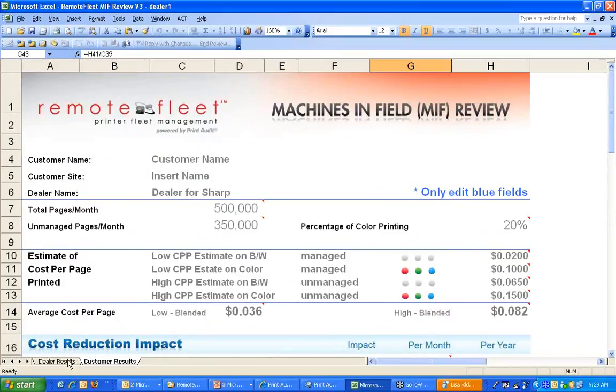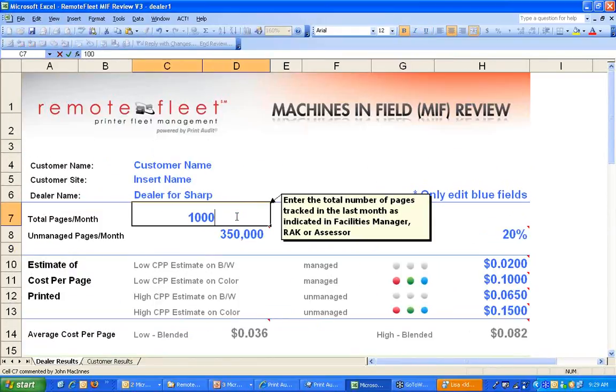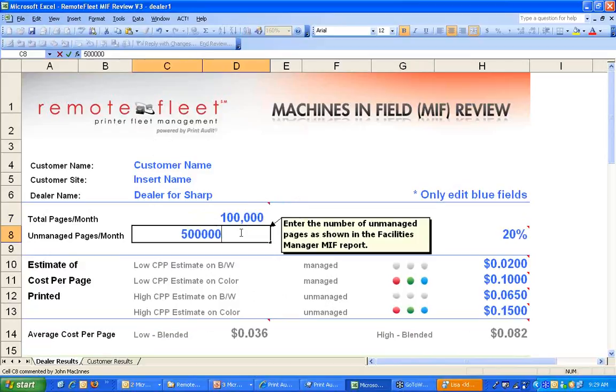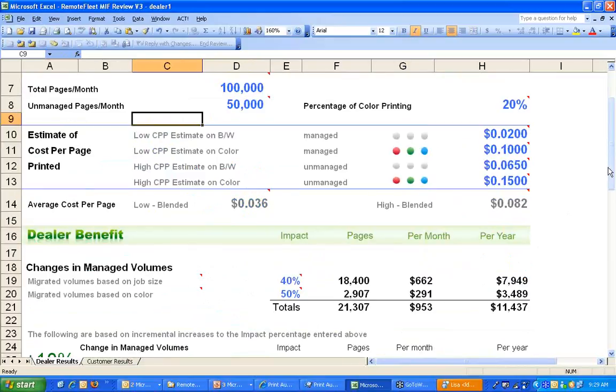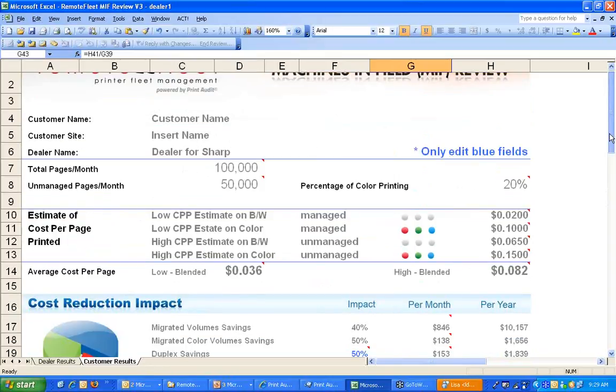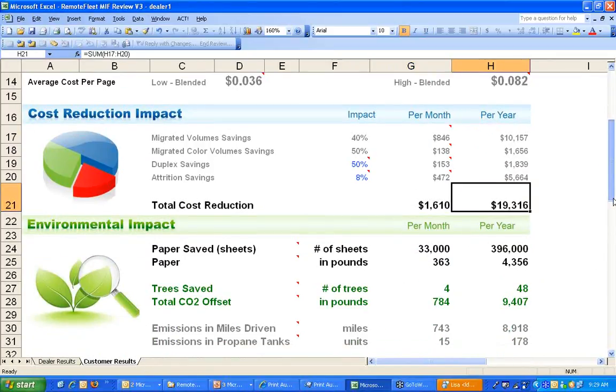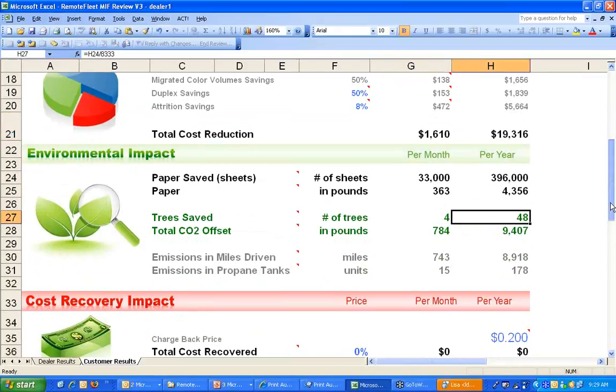Sure. So very simply, we go to 100K in total volumes, and let's say 50,000 of those pages are available for migration over to lower cost devices. And let's keep all of this other information the same for the sake of argument. What we see then is that the dealer benefits by migrating an additional 21,000 pages over to their cost per page for an additional roughly $1,000 a month in income. The customer, on the other hand, receives a benefit of $1,600 a month, or about $20,000 a year.